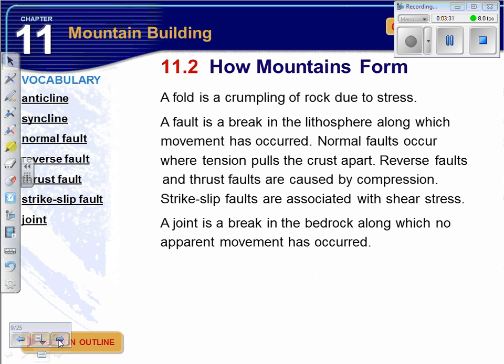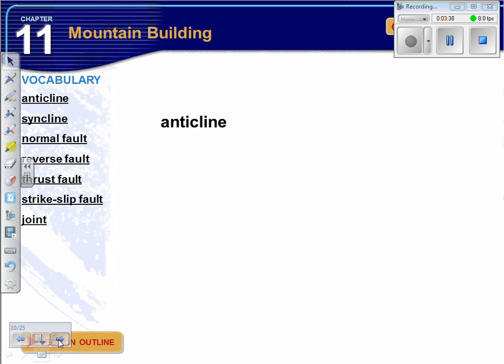A joint is a break in the bedrock along which no apparent movement has occurred. It's just a crack. An anticline is an upfold in rock layers. A syncline, as the word implies, is a downfold or a sink in the rock layers.